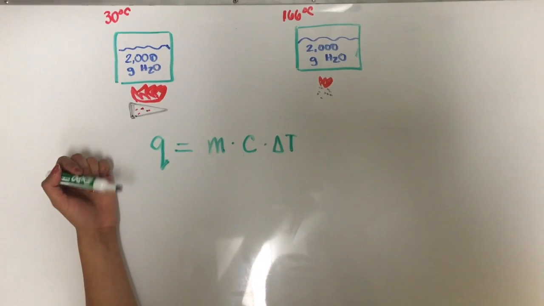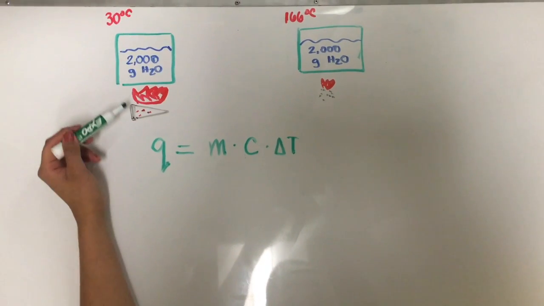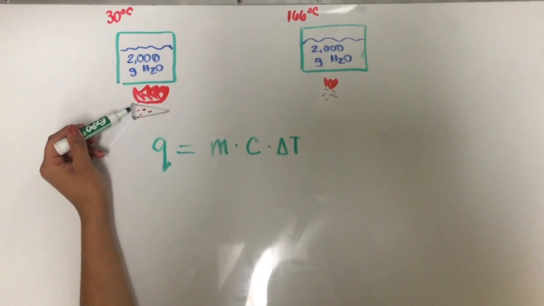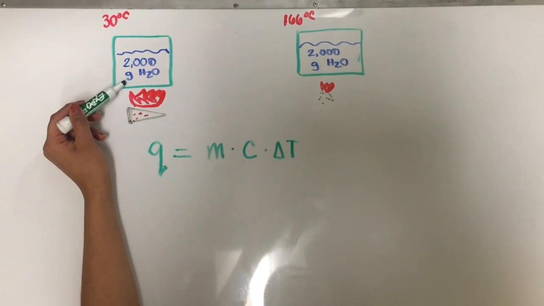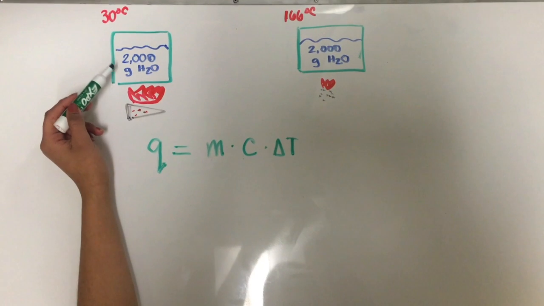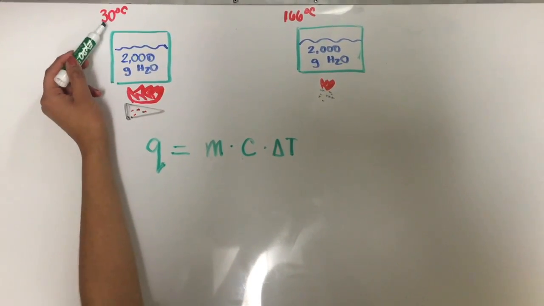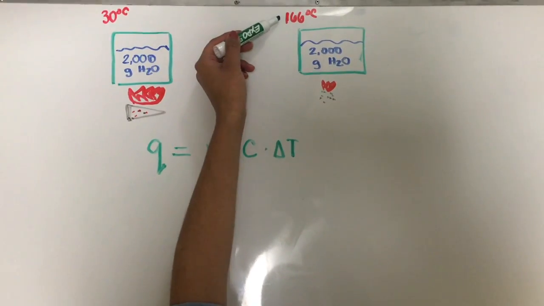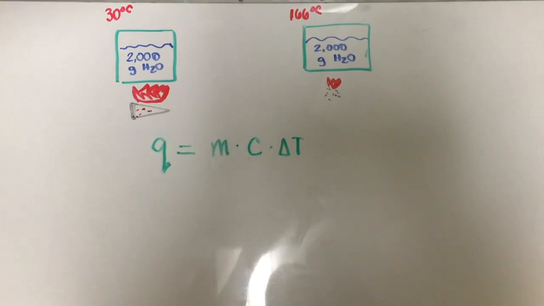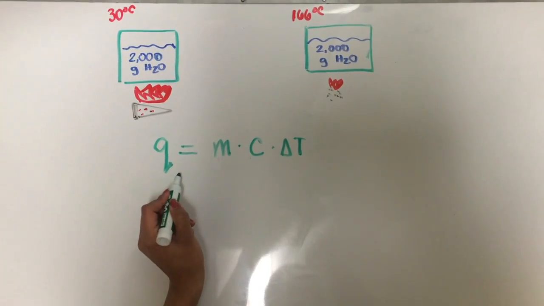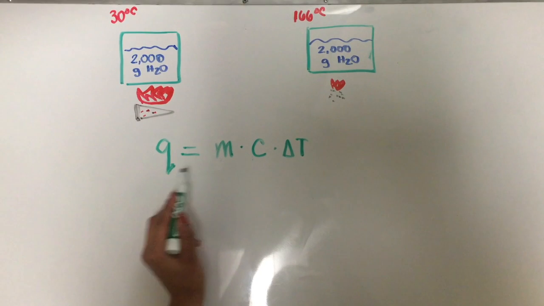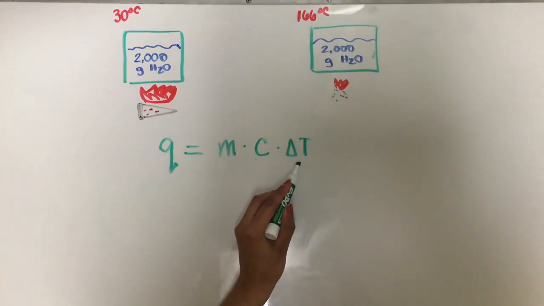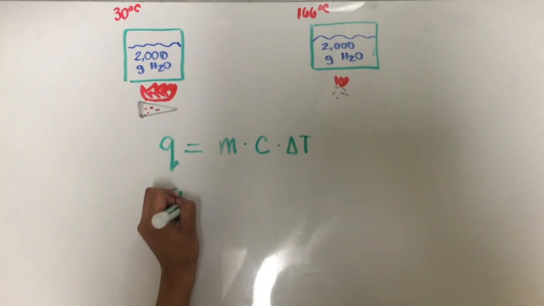A real-life problem would be: how much energy was released by burning a slice of pizza to heat 2,000 grams of H2O? Upon burning the pizza, the temperature of the water rose from 30 degrees Celsius to 166 degrees Celsius. We already know that the formula we use to solve a calorimetry problem is Q equals M times C times delta T. So let's plug in the information we have.